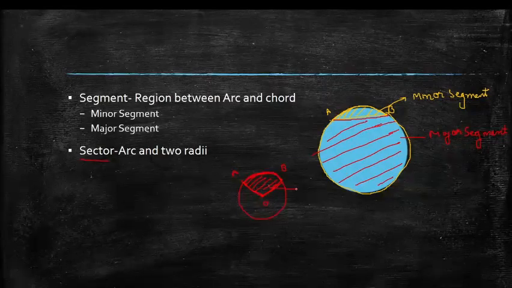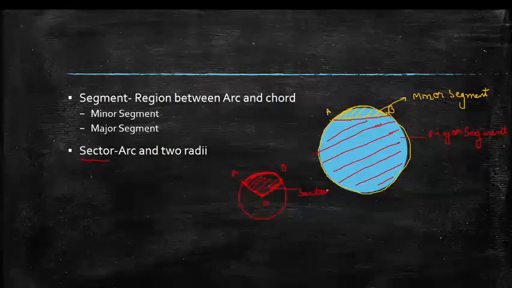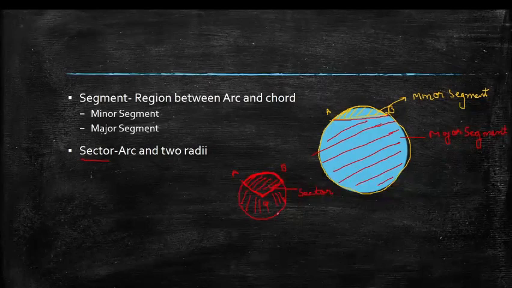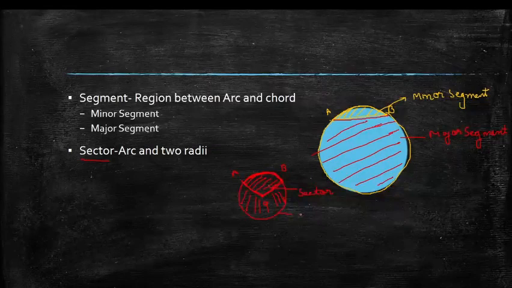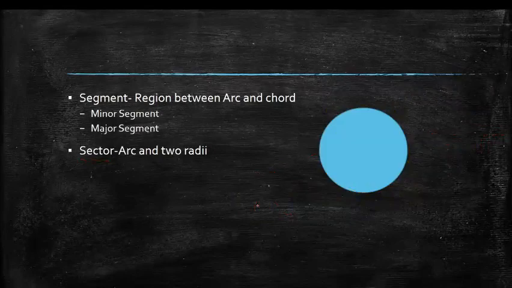So don't get confused between the sector and the segment. They are very close but easy to remember. This is the smaller area with the minor arc, so it is called the minor sector, and the other side area which is with the major arc will be called a major sector. So once again, let's have a recap of what a segment is and what a sector is. A segment is between the chord and arc, right? And a sector is between two radii and arc. Okay, this is the difference.